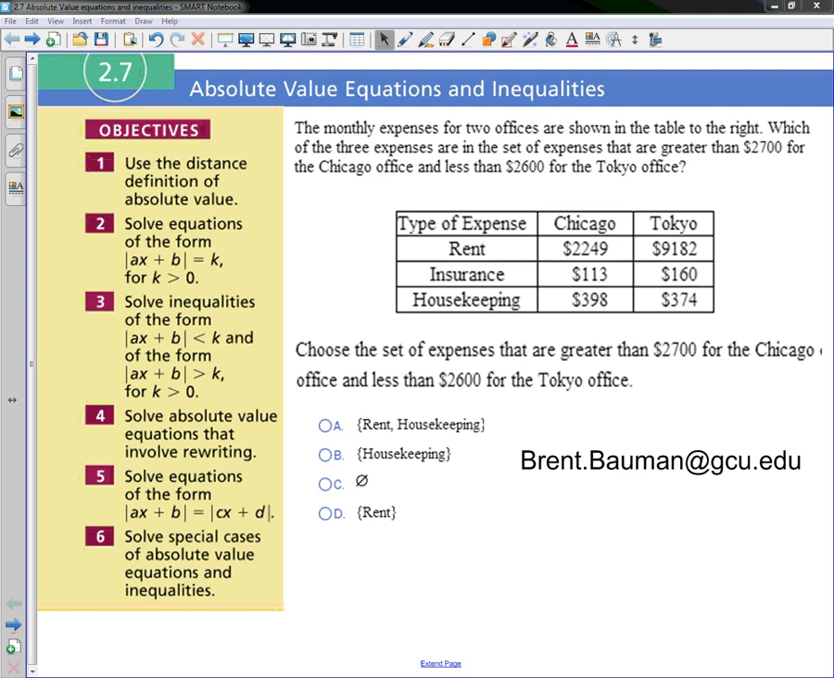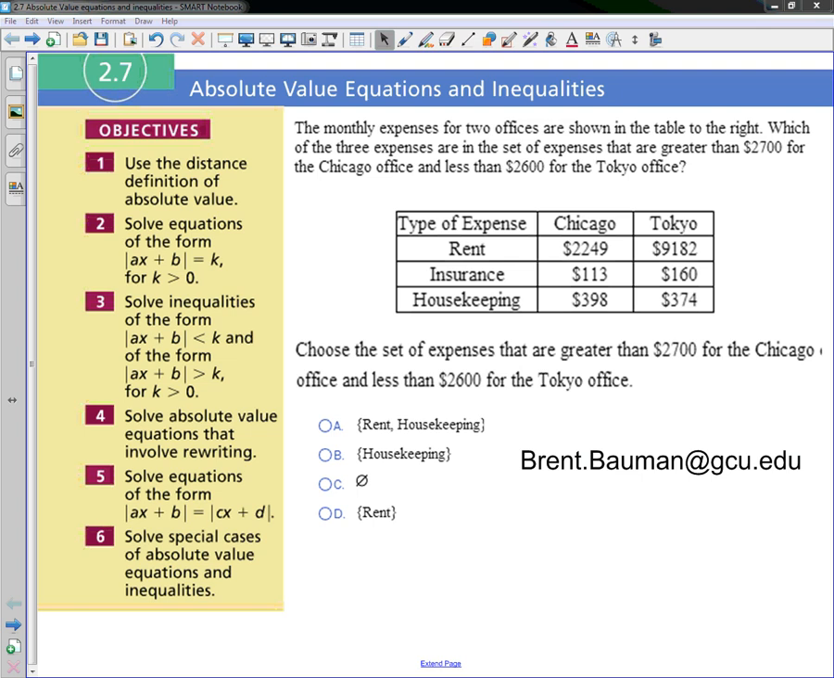Hello class, today we're going to look at section 2.7, absolute value equations and inequalities. So we have a little warm-up problem here from 2.6. Go ahead and pause me and answer the question, and then email me your response so I know that you've taken a look at the video, and then we'll continue on with the rest of the lesson.